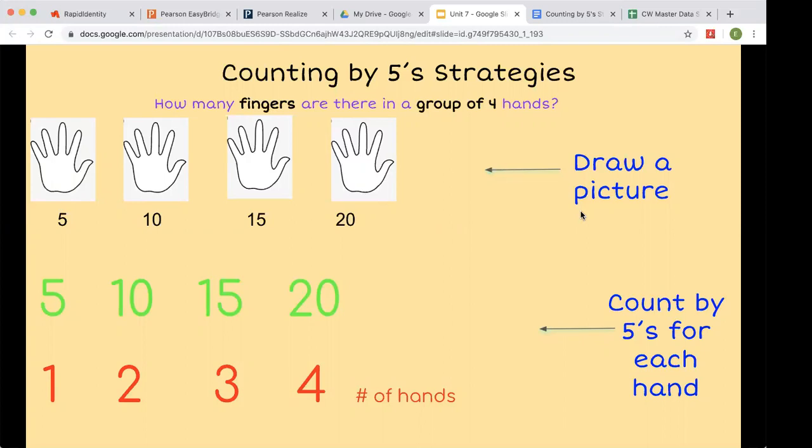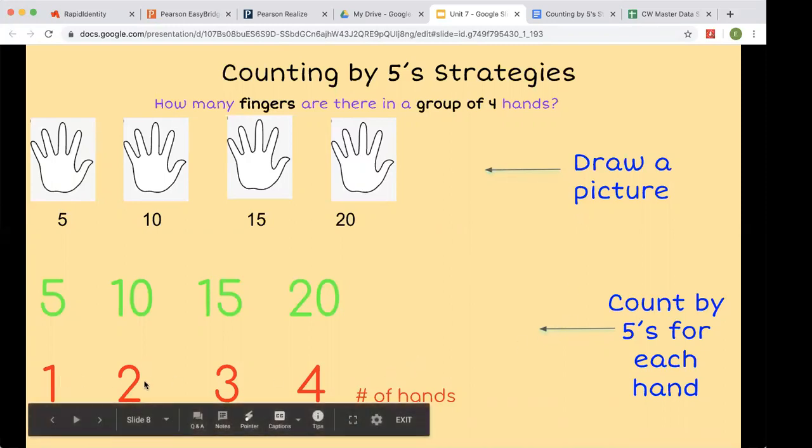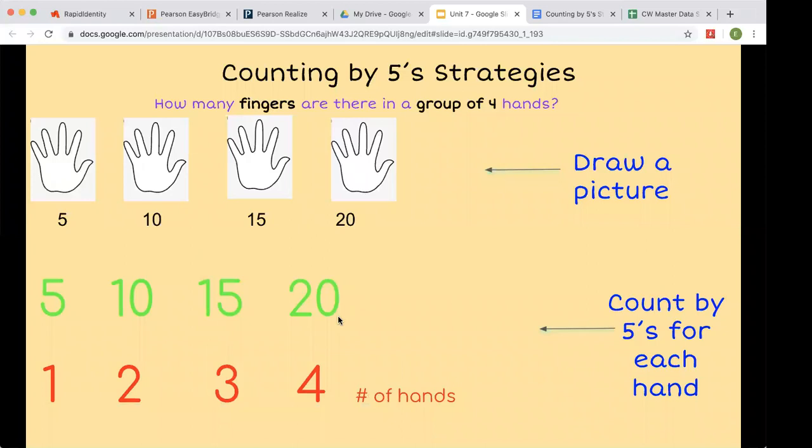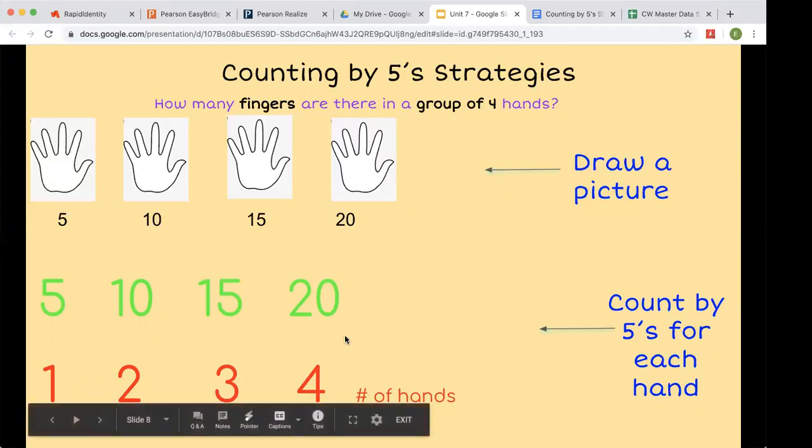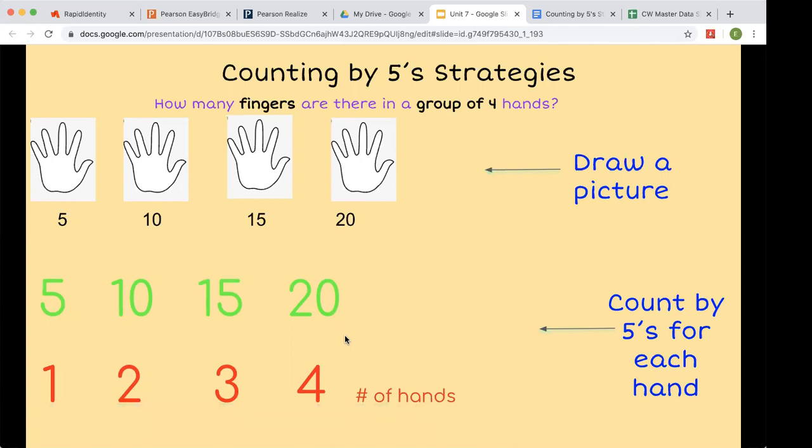So drawing a picture is an option. You can write numbers to represent the number of hands. And since there's 4 hands, I'm trying to find the total number of fingers for. I write the numbers 1, 2, 3, 4. And right above them, I'm going to count by 5. 5, 10, 15, 20. So I know that for a group of 4 hands that there are 20 fingers.